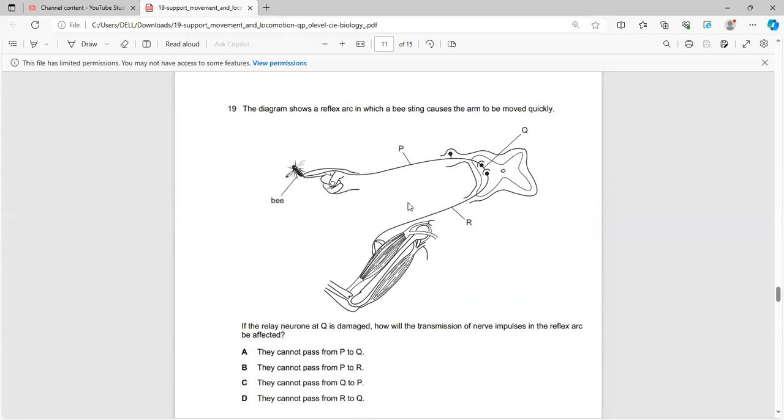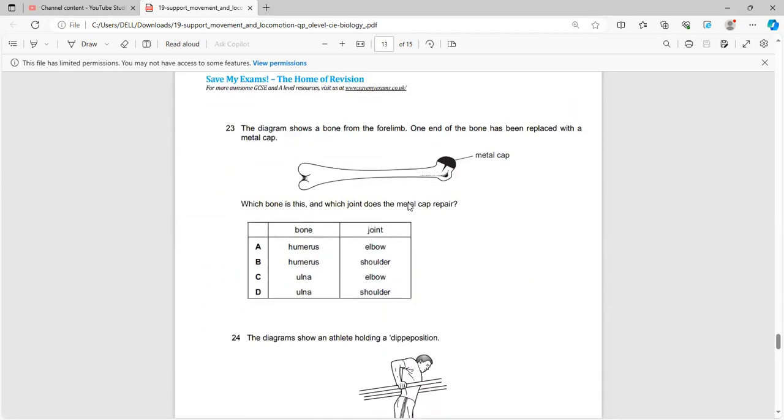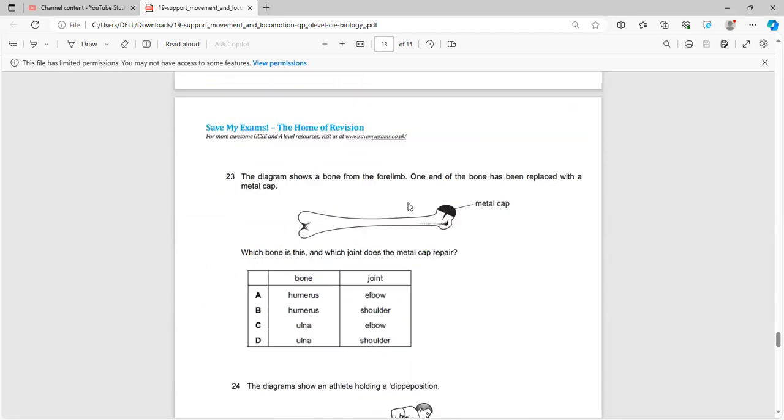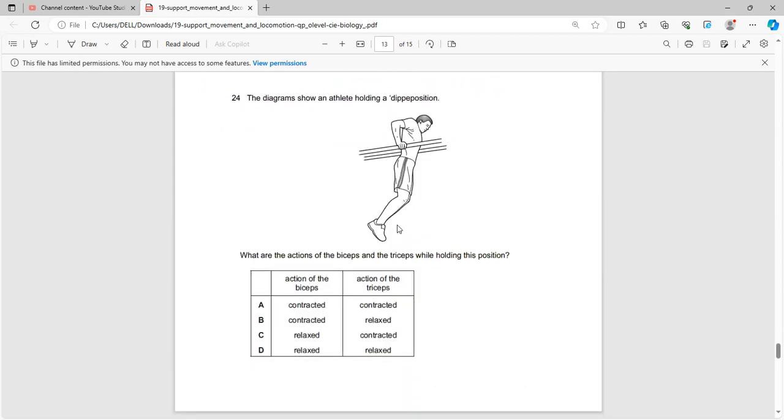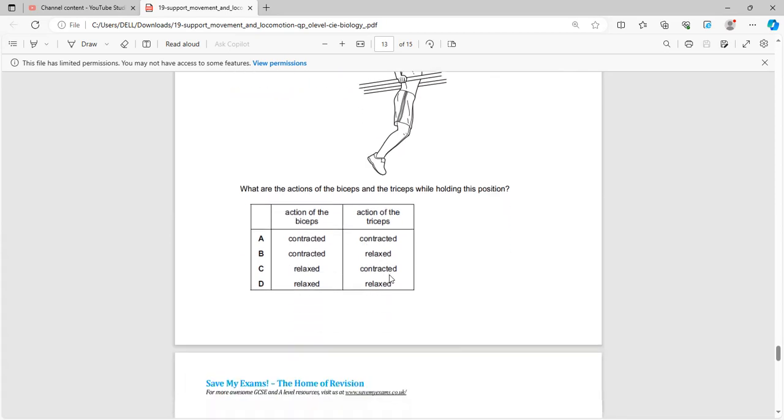Now in question number 14, again, this is the ball and socket joint, and as you see, this resembles a ball, so this is the humerus, and it will be inserted into the shoulder joint. In question number 24, while doing pull-ups, you can see the action of the biceps muscle and the action of the triceps muscle. In question number 24, the arm isn't being straightened. The arm is flexed to a slight degree. So the biceps muscle will be contracted, whereas the triceps will relax.